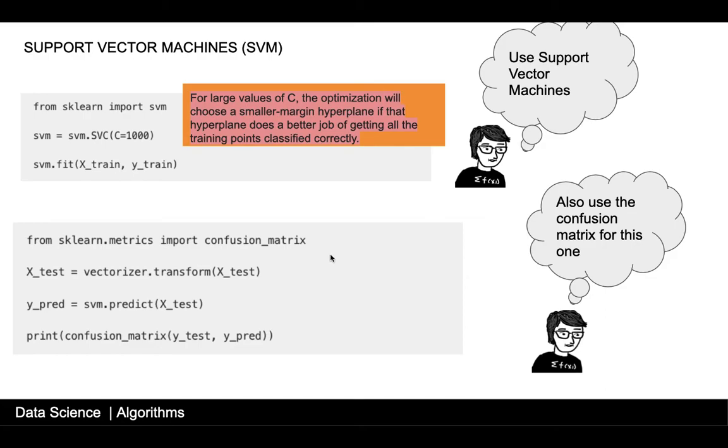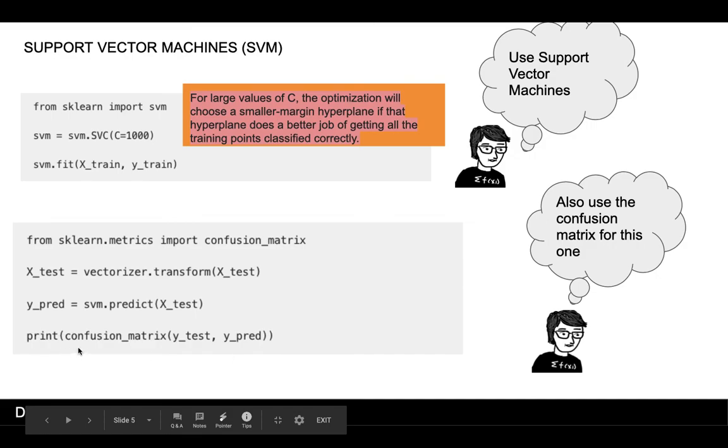And then finally, you import your confusion matrix, so you know how it can classify the spam versus ham for that one. So print confusion matrix, y_test and y_pred.